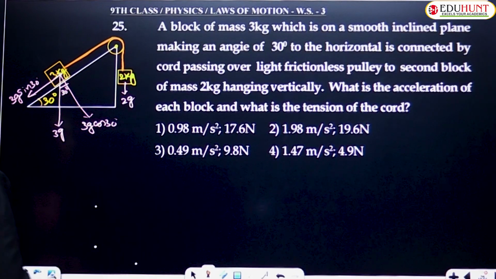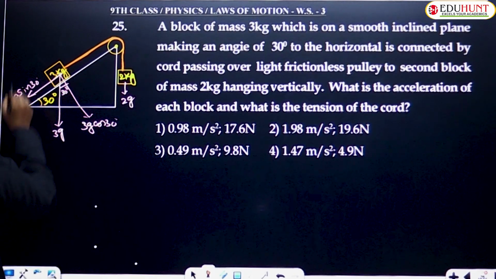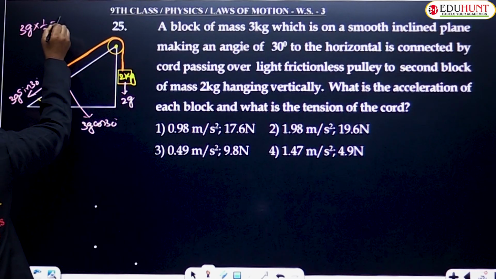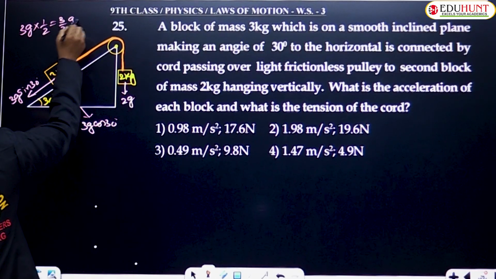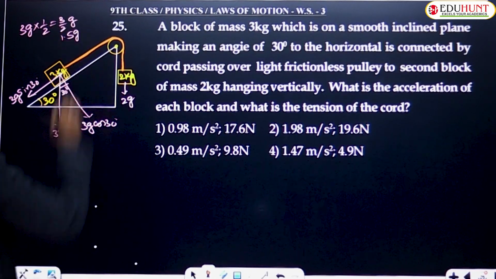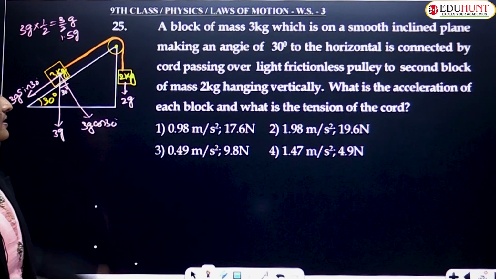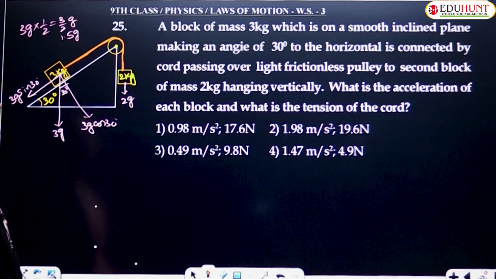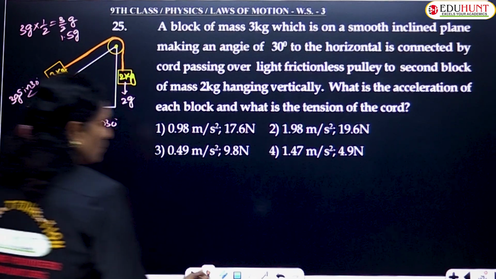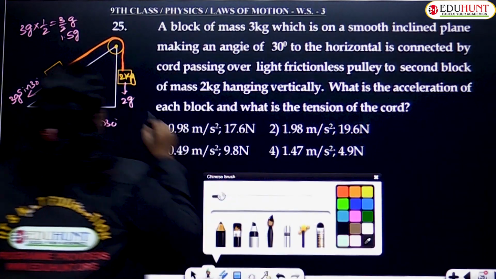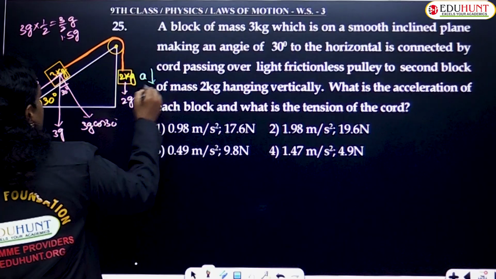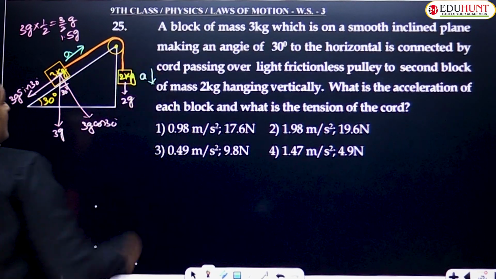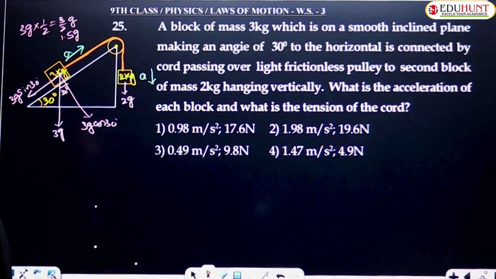So sin 30 is 1 by 2. So this will be equal to how much, children? 3g sin 30, that means 1 by 2. It is nothing but 3 by 2 g, which is 1.5g. But here 1.5g and here it is 2g. So which one is more? Clearly 2g is greater when compared to 1.5g. Hence, no doubt, if you consider the system, as 2g is greater than this 1.5g, it must be accelerating downwards and this must be accelerating upwards.